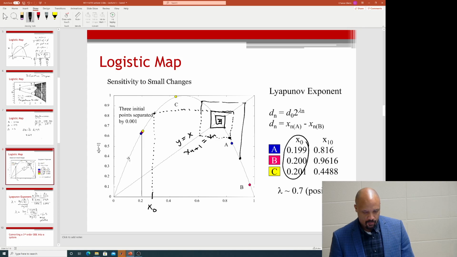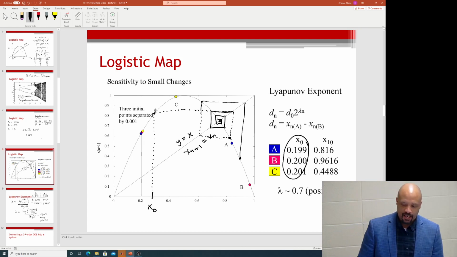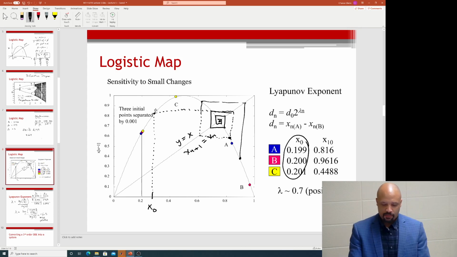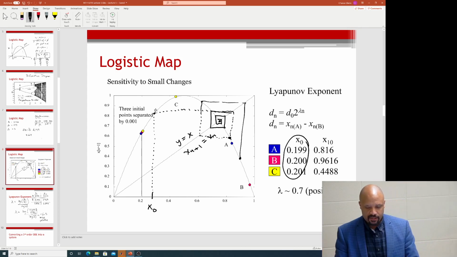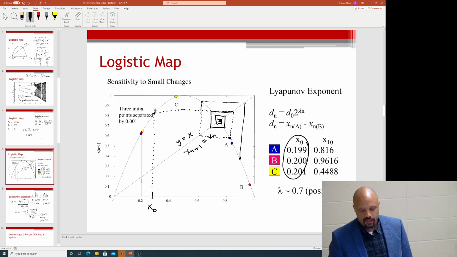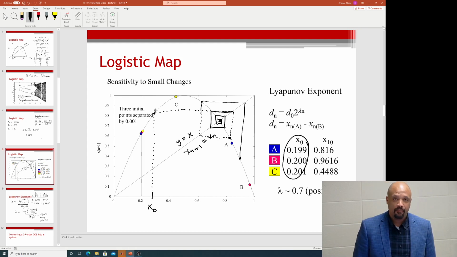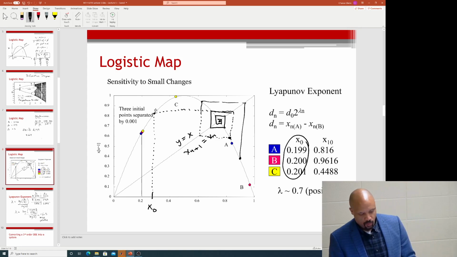So where does the squeezing happen? I'll leave you to explore and investigate on your own, because if this map is going to stay bounded and not blow up, there's got to be a negative Lyapunov exponent somewhere in the region of that map. So I'll leave it to you to find that. But this is how it works.